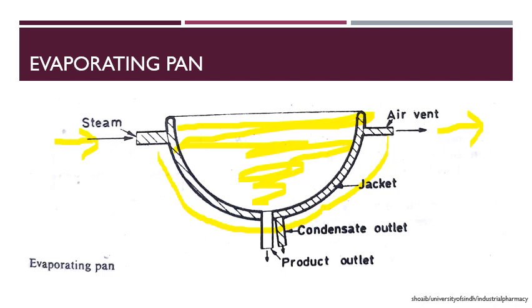So this is a jacket in which the steam is present. Now there are two outlets here. Number one is the outlet for the condensate. As the steam comes in, it will be cooled down and there will be water vapors. The water vapors in the form of condensate will go through this outlet. And here is the product outlet. When our product is completely dried, it will be taken out from this product outlet.